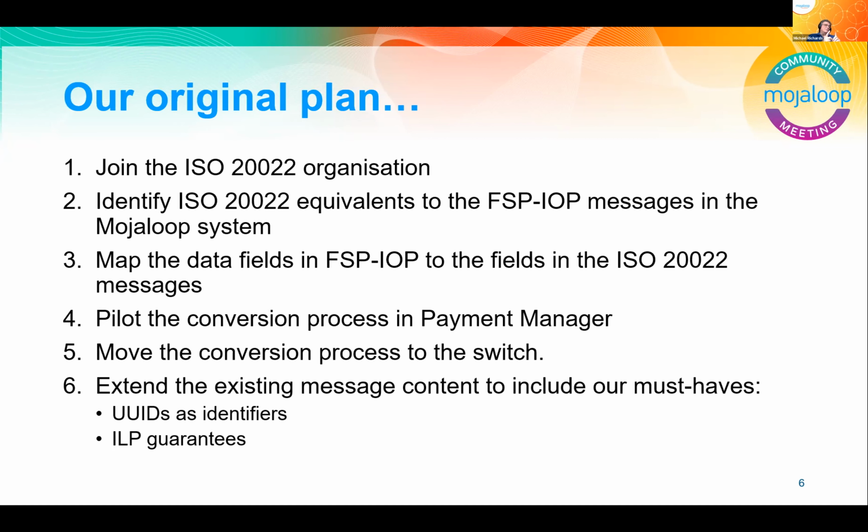And they were, first of all, the ability to use unique identifiers, UUIDs, as identifiers, which bizarrely ISO 20022 doesn't currently support. And second, the ability to incorporate the ILP guarantees, the condition and the fulfillment that give participants in our scheme confidence that a transfer really has been completed by the payee and that everybody can clear the results in their books. So that's what we proposed for ourselves.